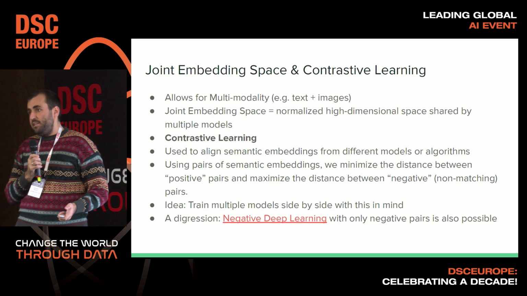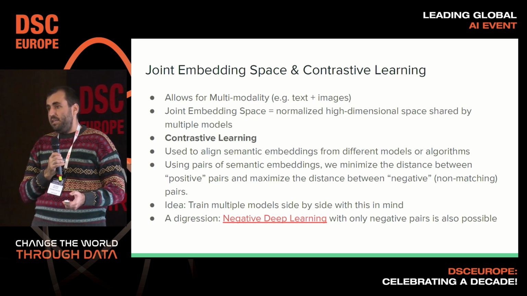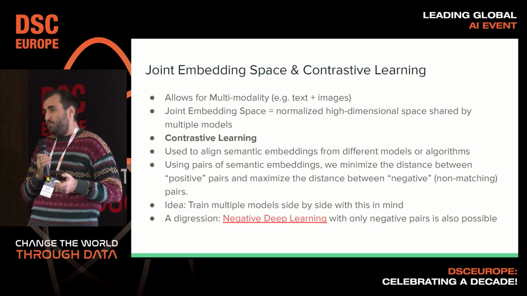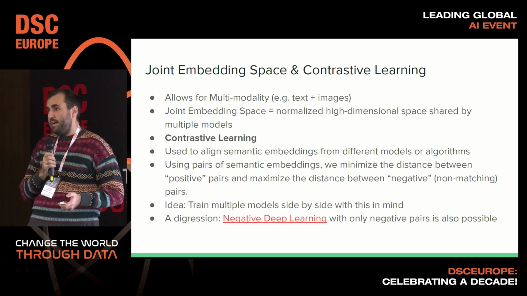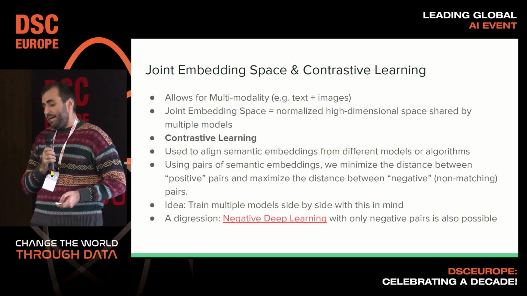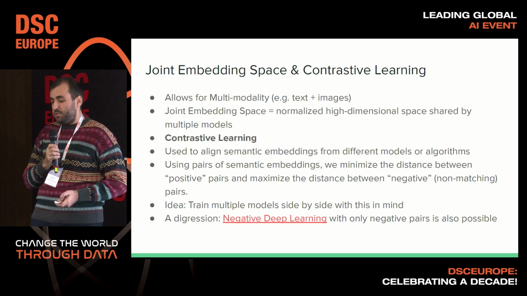What is the joint embedding space? Just to formalize it a little bit, it is a normalized high-dimensional space which both parts of the model share, both the visual and the textual part, and that is used later to do the searches, right?